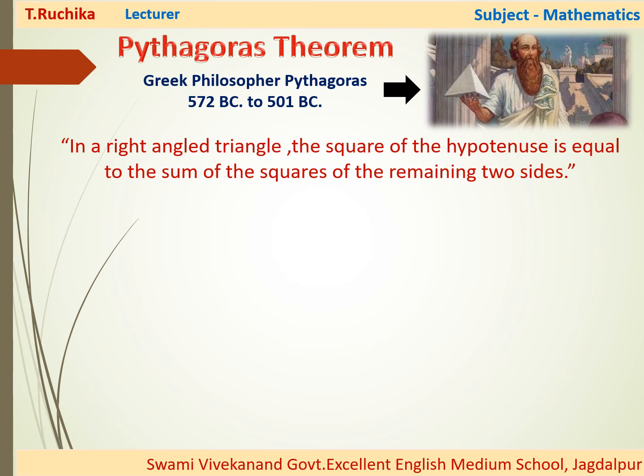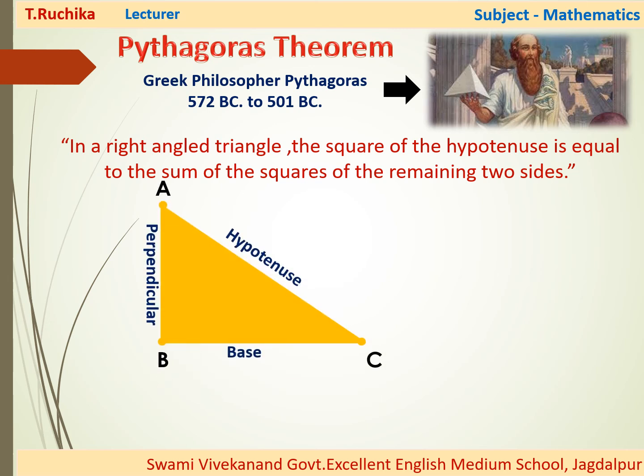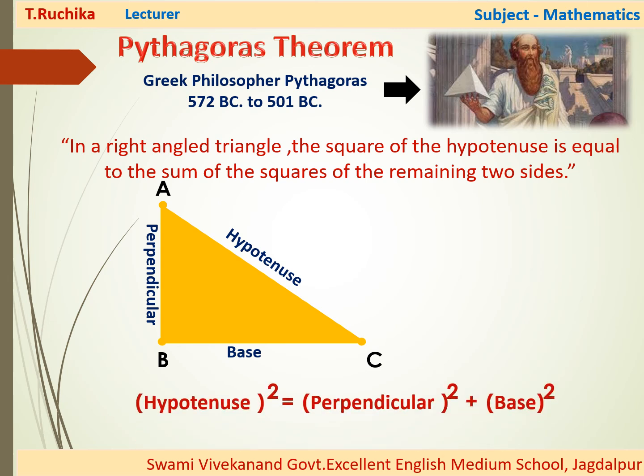The life of philosopher Pythagoras is believed to have been from 572 BC to 501 BC, whereas the Indian mathematician Bodhian has described this theorem in great detail several years before that. Hence, this theorem is in fact the Bodhian theorem, or also known as Shulva theorem, according to which in a right-angled triangle, the square of hypotenuse is equal to the sum of square of base and square of perpendicular.